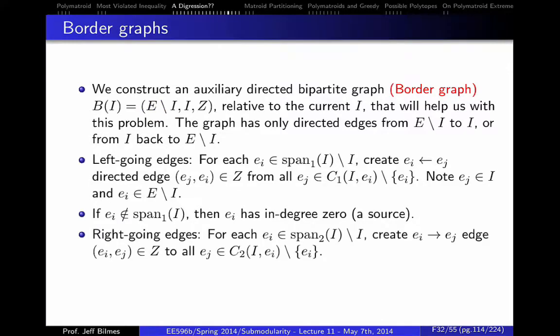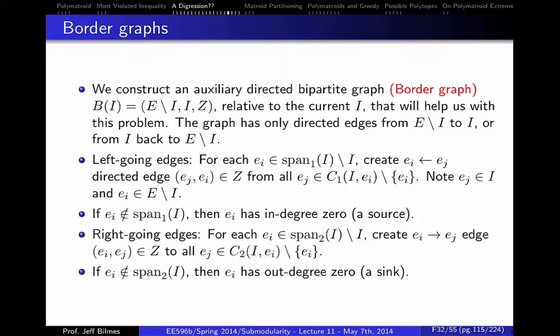All right? And this essentially gives us all of the elements not in the independent set. And then moving to the right-going edges is basically the opposite. It's the same thing but for Matroid 2. For all EI in the span of I, according to Matroid 2 except for I, you create this right-going edge and you point it to all Cj that are in the fundamental circuit in Matroid 2 created by adding I, except for, of course, I.